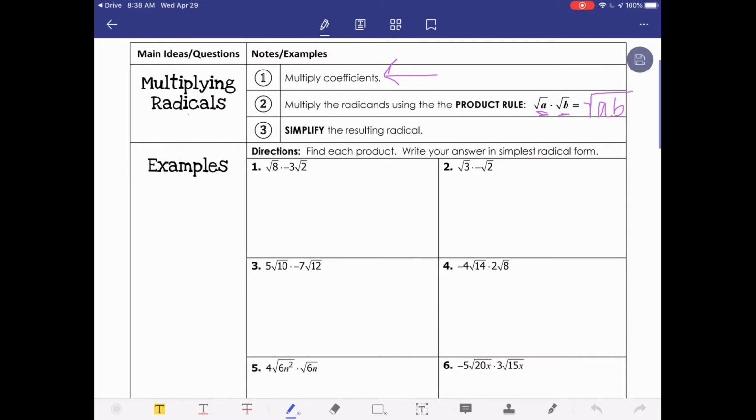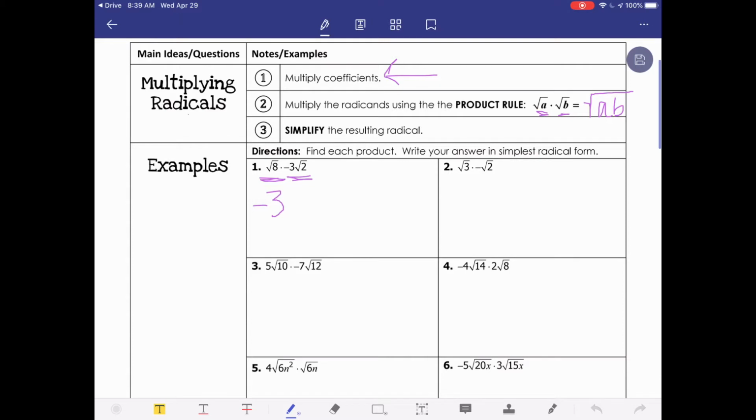For number 1, we're going to find each product and write our answer in simplest radical form. So step 1, I'm going to multiply my coefficients. So I have radical 8 times negative 3 radical 2. In this first one, radical 8, my coefficient is just 1 because there's nothing there. My second one is going to be negative 3, and we need to keep that negative sign with it. So negative 3 times 1 just leaves me with negative 3.